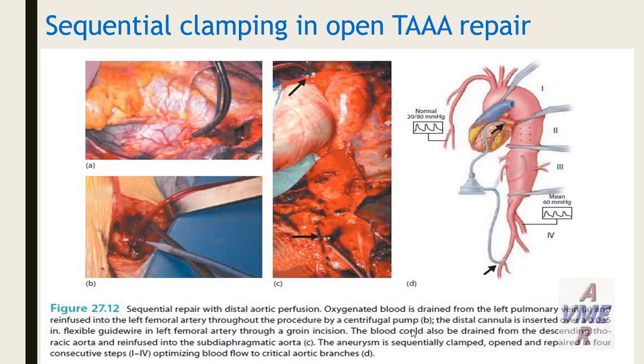That means after you have made a repair for a stage, you can declamp it and make perfusion to the viscera, intercostals and lumbars.